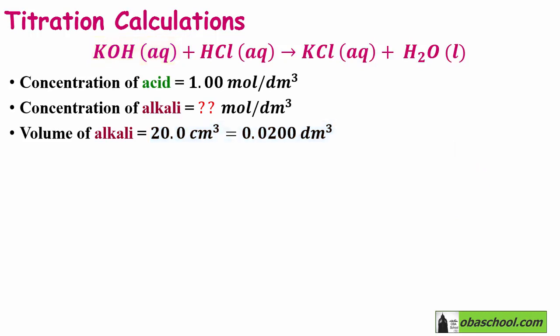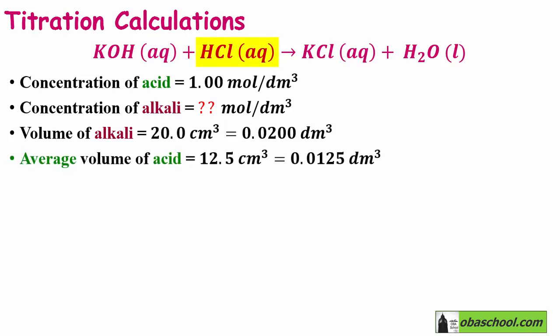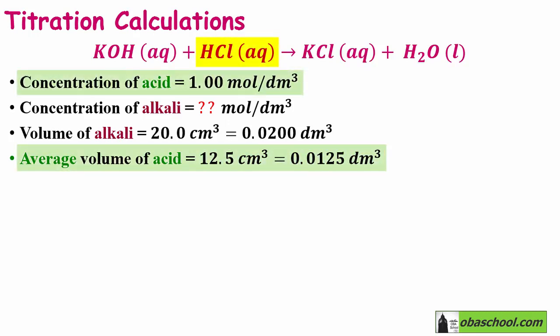On the other hand, we will take the average volume of the acid, which was needed to neutralize the alkali, and in this case, it's equal to 12.5 cm³. Again, convert to dm³, so it's equal to 0.0125 dm³. So we know the concentration of the acid and the volume of the acid. Let's find now the number of moles of the acid, which is HCl.